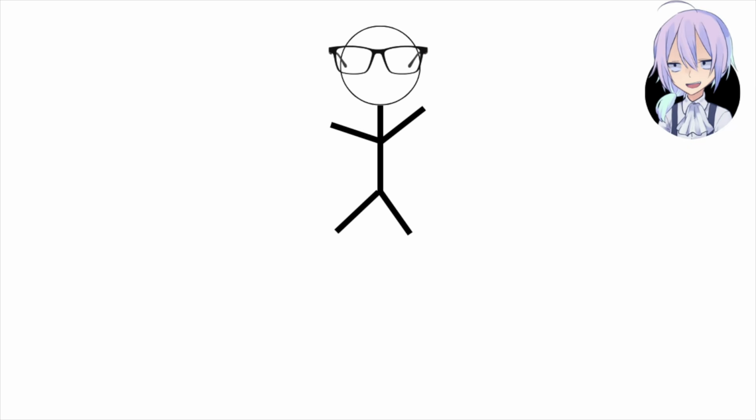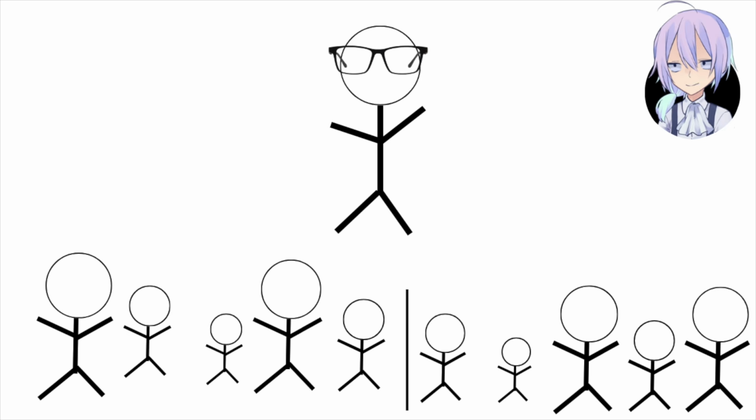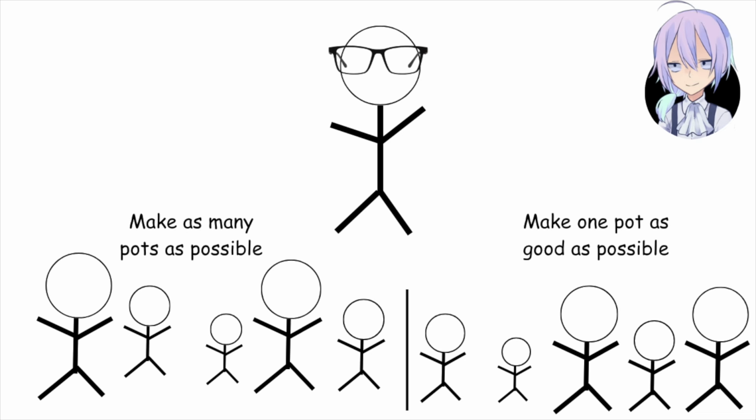There's an analogy about a professor who split his class into 2 groups. One class was tasked with making as many pots as possible, while the other class was tasked with making one pot as good as possible. At the end of the semester, who do you think had the better pot?